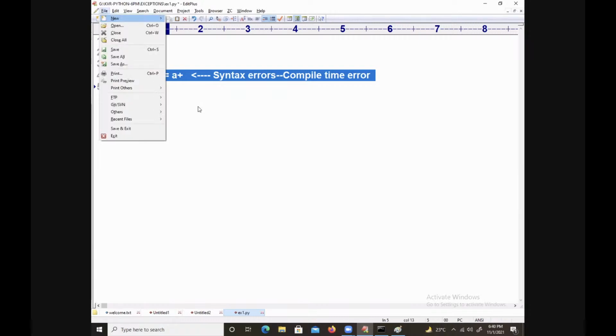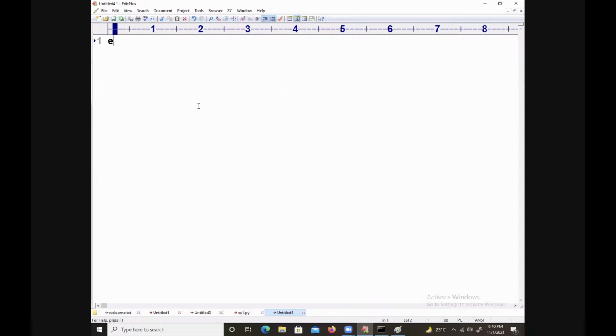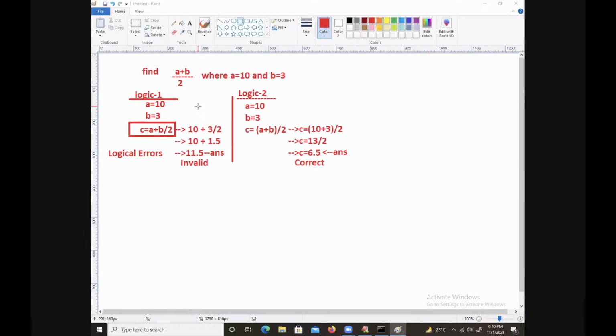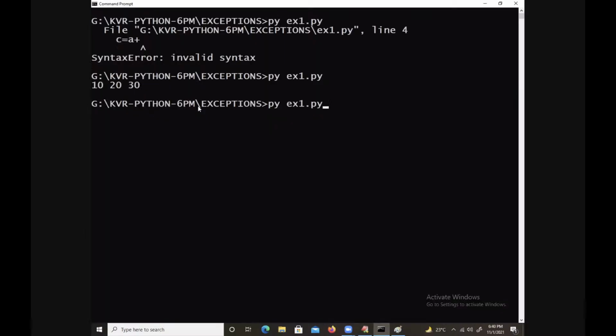In the same way, if I go to my program, look at this, my dear students, all of you. If I go like this, example2.py, now I am saying A is equal to 10, B is equal to 3, C is equal to A plus B by 2, print of A comma B comma C, for example. This is a logic. What is our logic is completely different. I just now told you. Execute this, ex2.py, answer is coming, but that is not the answer we expected.